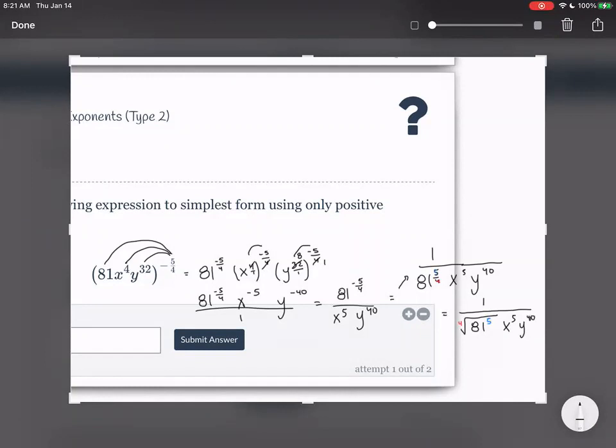Okay, so yeah, x to the power of 5, y to the power of 40. For this piece, it might actually be easier for us to take the 4th root of 81 first. So over here, let me just rewrite the other parts.